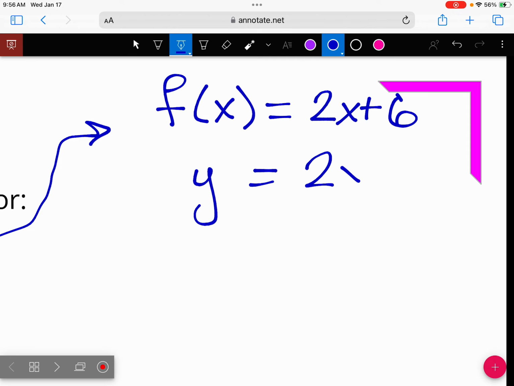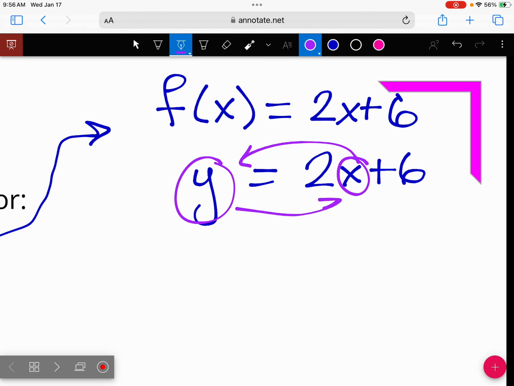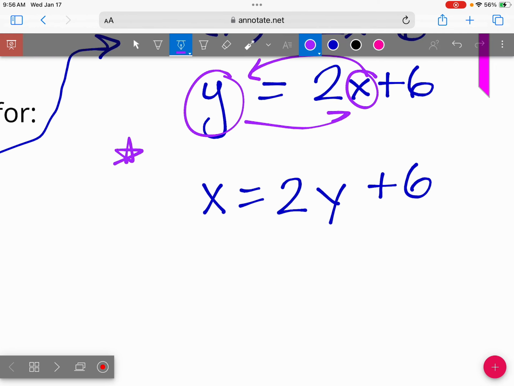So I'm going to switch it to my algebraic notation first. And then I'm going to grab my x, I'm going to grab my y, and they're going to change places to get x equals 2y plus 6. This is the step that makes the inverse. Now it's fixing our grammar. What are we going to do next?